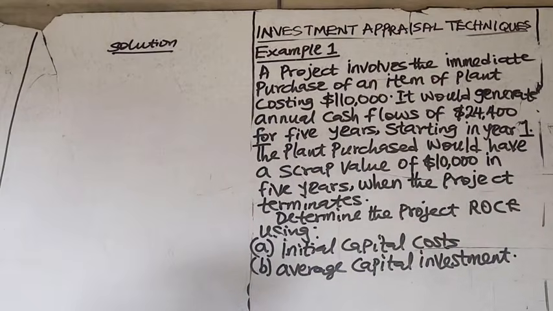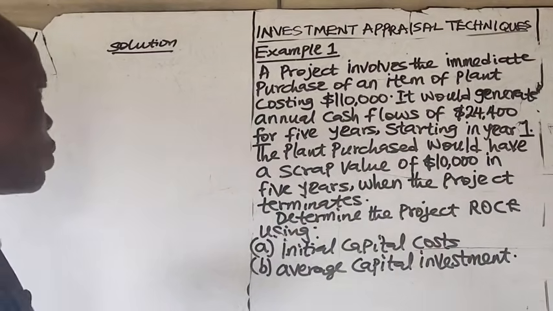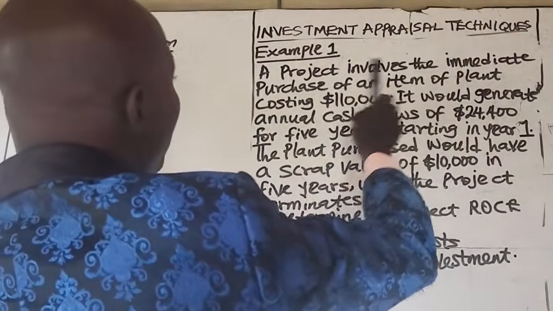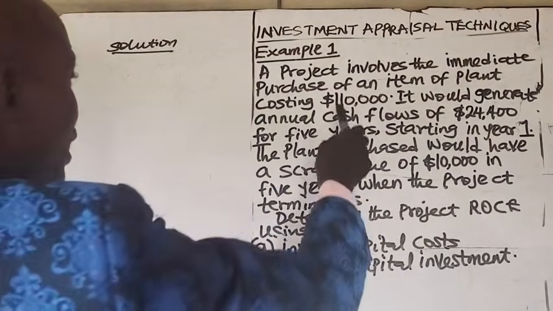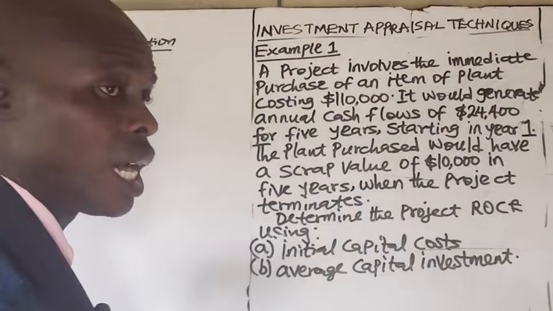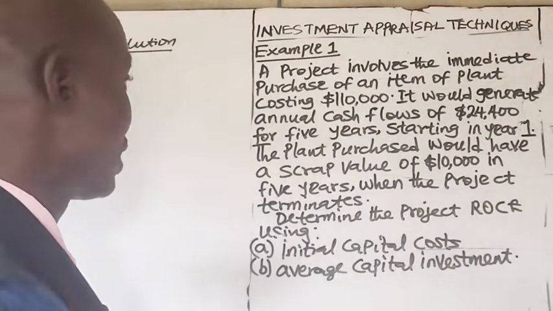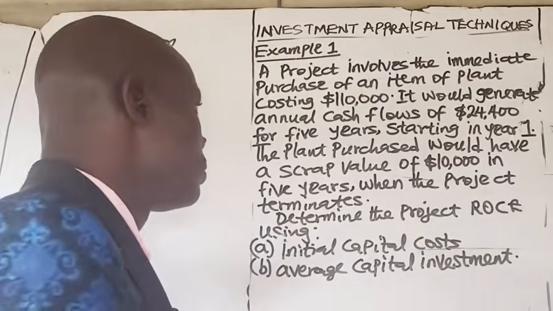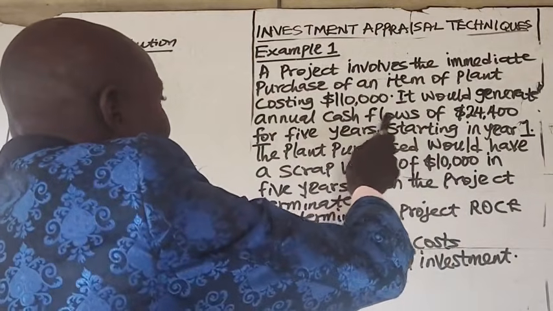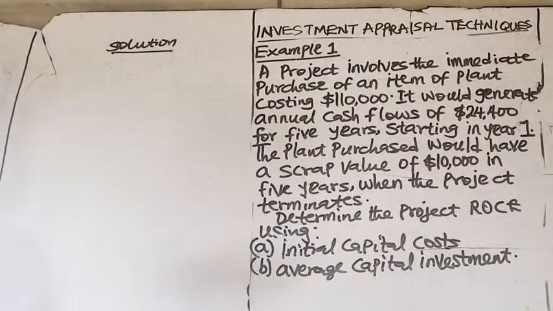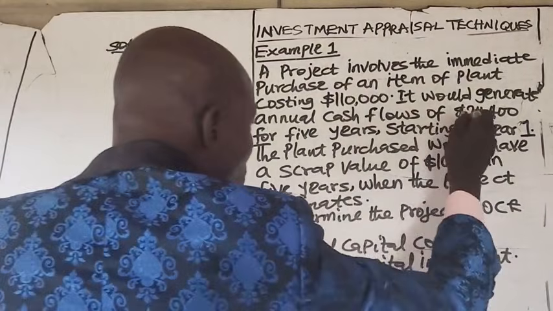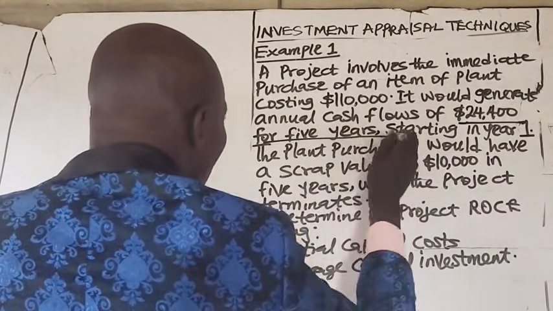Remember, ARR is the ratio of average accounting profit to average investment. If you look at the question, you were told a project involves the immediate purchase of an item or plant costing $100,000. This is the initial capital invested, that is the initial capital outlay. It will generate annual cash flows of $24,400 for 5 years.